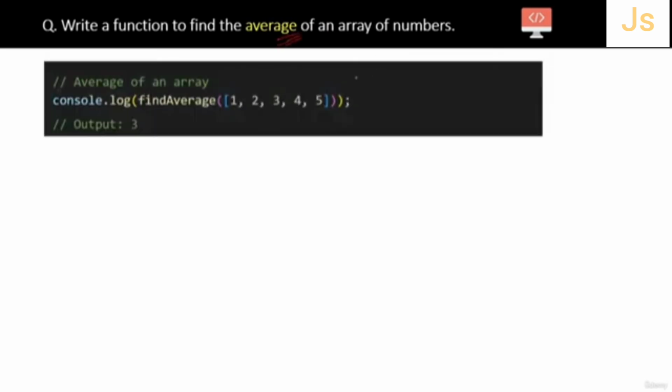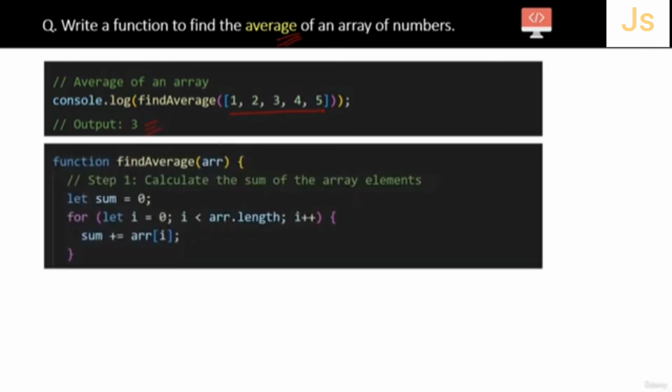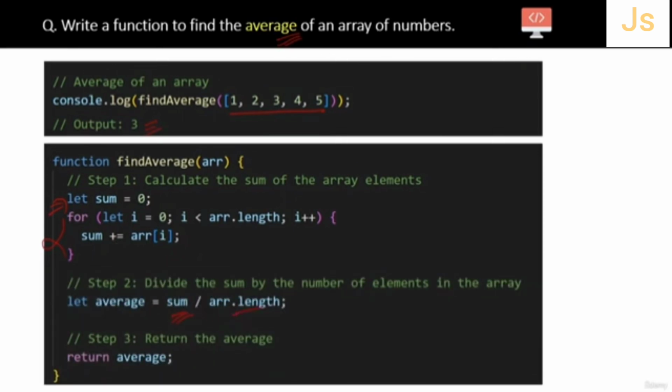Write a function to find the average of an array of numbers. For example, this is an array of numbers, and we have to find the average of all of them. In this case, the output will be 3. For this, first we will calculate the sum, right, of all the elements by using the for loop that you already know. Then we will divide the sum by using this array.length. What it means is the number of elements in the array. And this will give us the average of the array. That is the simple answer of this question.